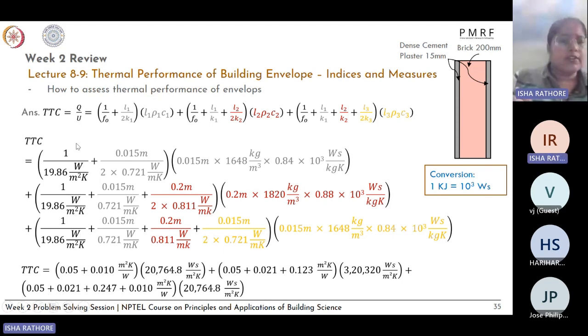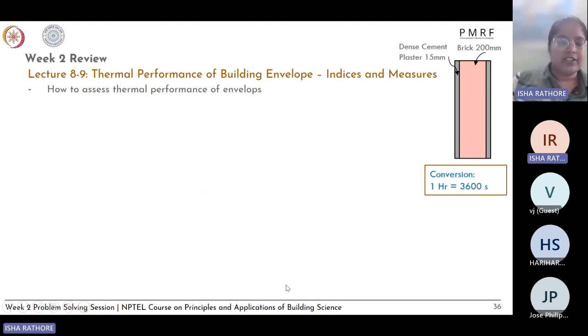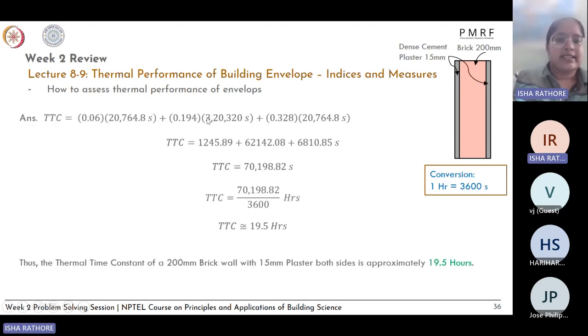Okay, so we solve it for all of these 3 layer terms. So this is for layer 1, this is for layer 2, and this is for layer 3. So when we solve this, we get TTC as 70,198.82 seconds.